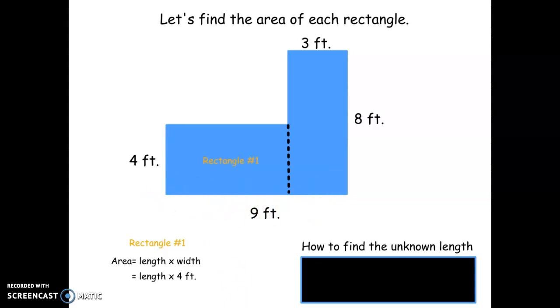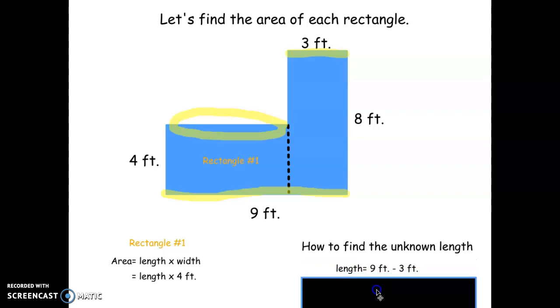Well, this is where we have to use what we already know. We know that this entire length here is 9 feet across. And we know that in this rectangle here, there is a length of 3 feet. Are you getting an idea to figure out how to find this missing length, this portion right here? If you're thinking that we need to do some subtraction, you're absolutely correct.